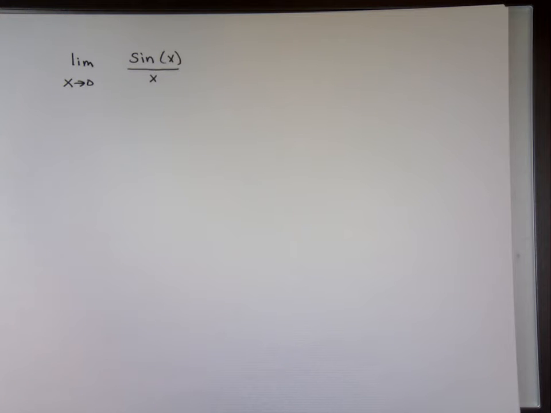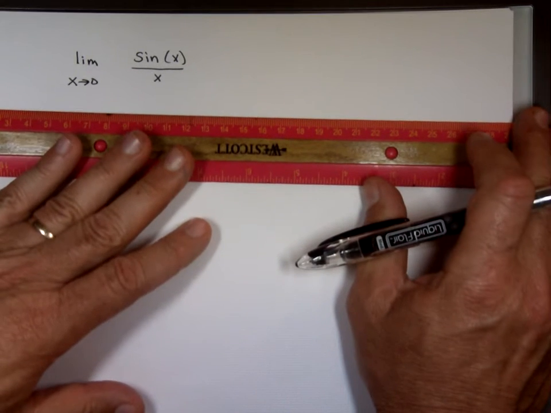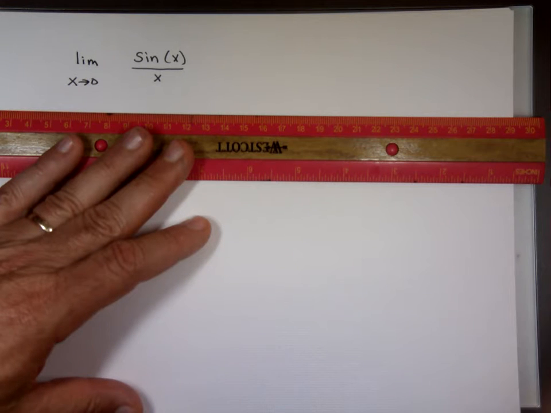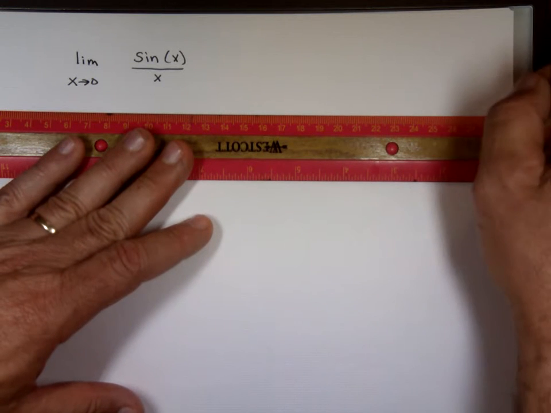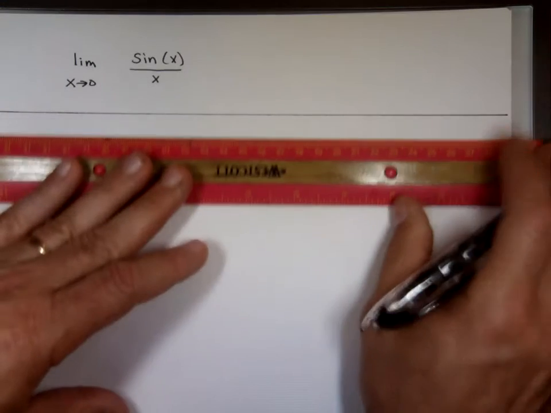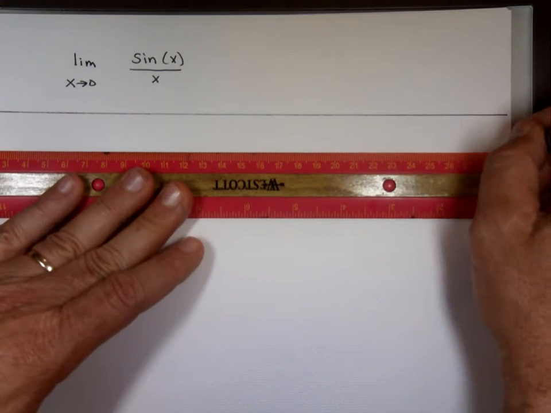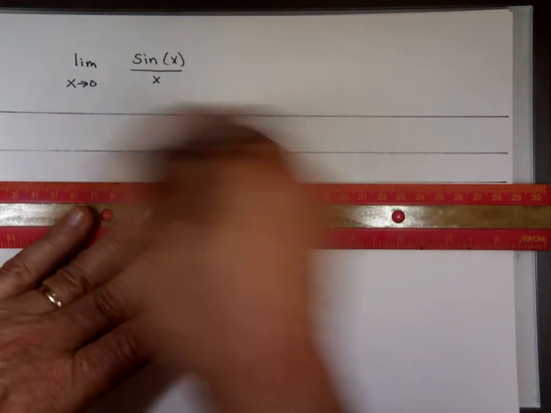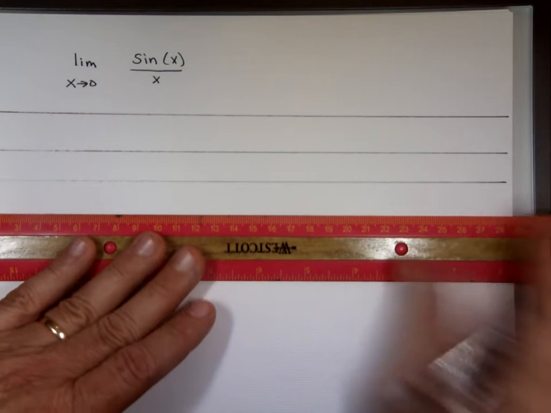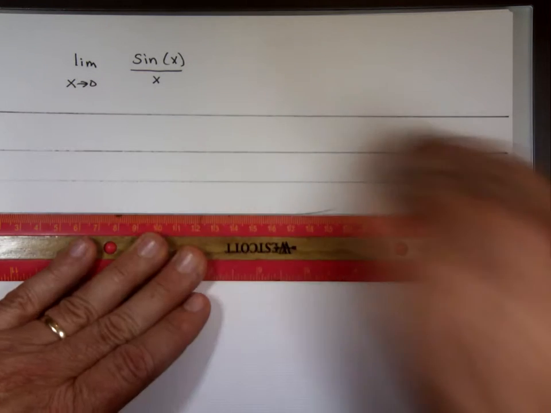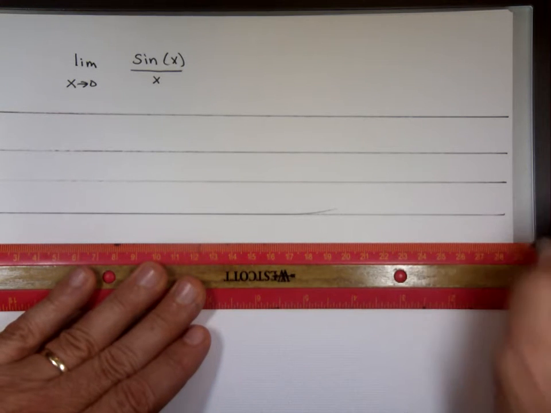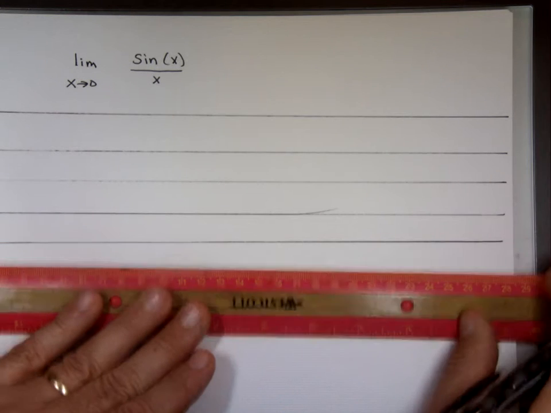Now again, I can make a table. When x is 0, if you plug in the 0 directly, you got a problem. You're dividing by 0. You know you can't divide by 0. I'll try a few values here, maybe 3, 4 values, and see if I can see a result, a pattern. 1, 2, 3, 4.